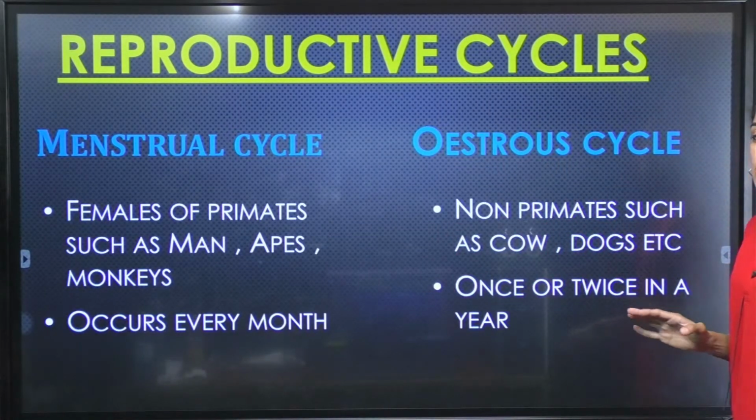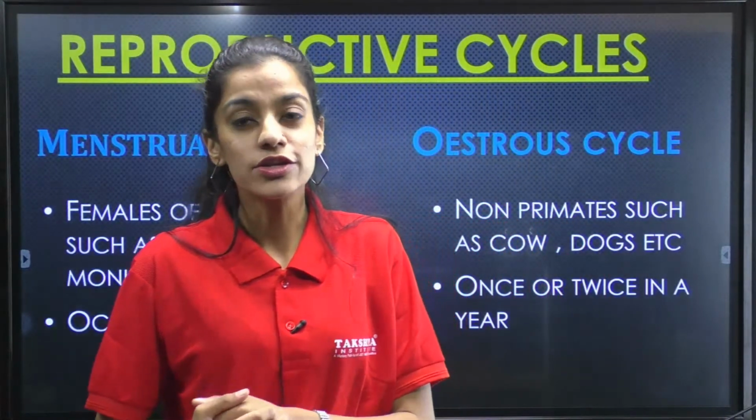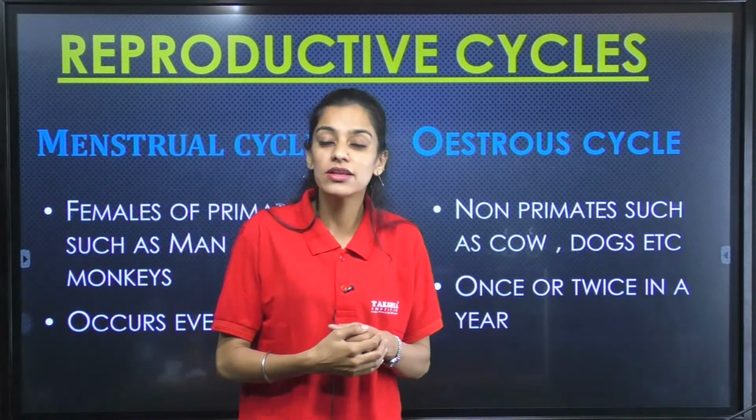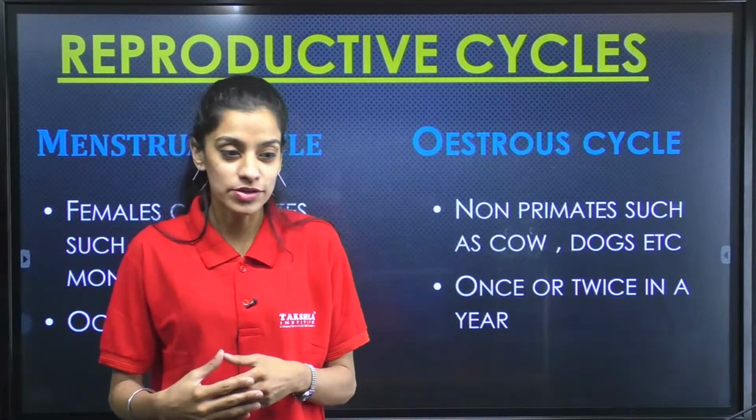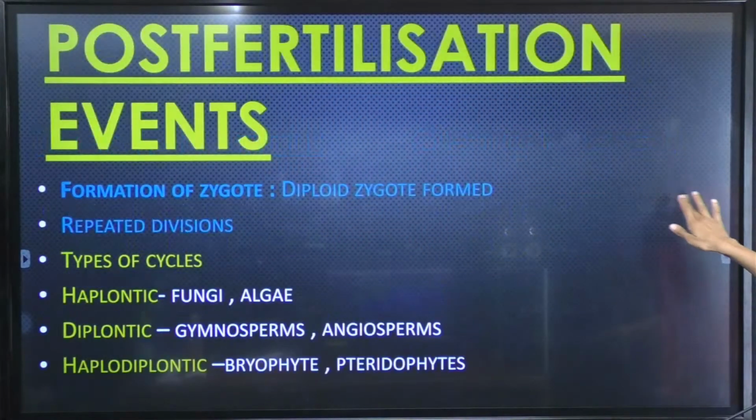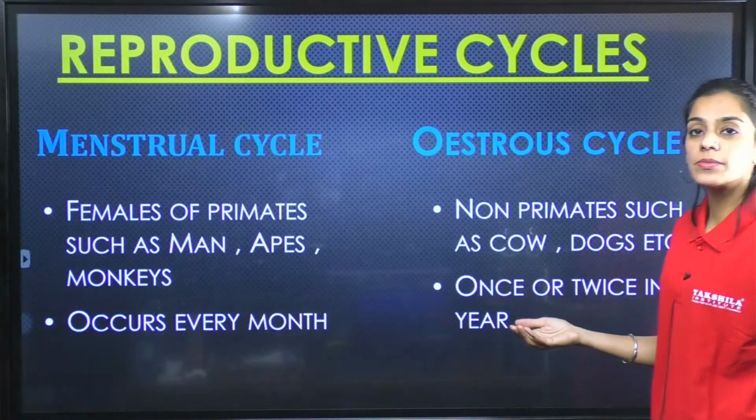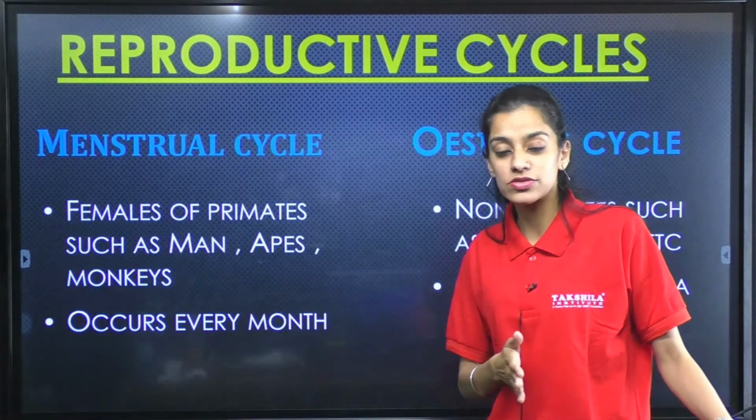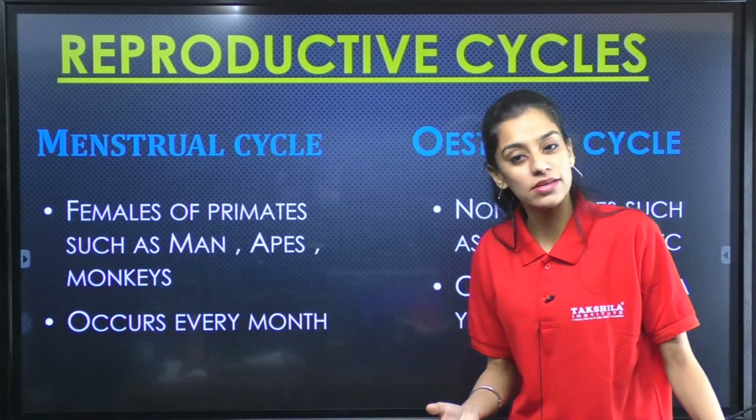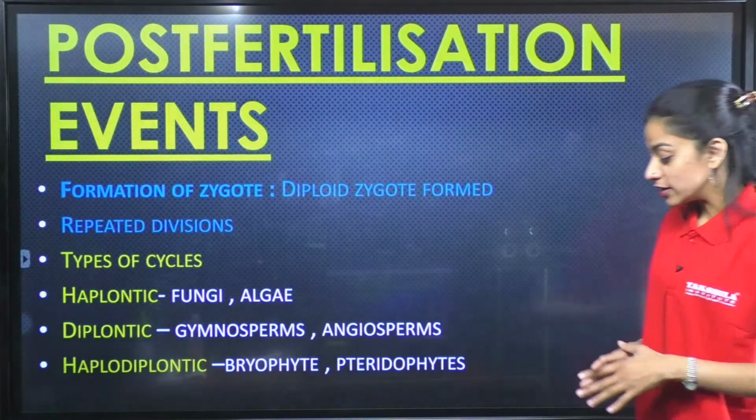So, reproductive cycles. Are there any doubts? The menstrual cycle and the estrous cycle: you have to remember which organisms have the estrous cycle and which have the menstrual cycle. Depending upon the duration, the menstrual cycle is more frequent, whereas the estrous cycle is less frequent, taking place only a few times in the year. So with this you complete the fertilization process.